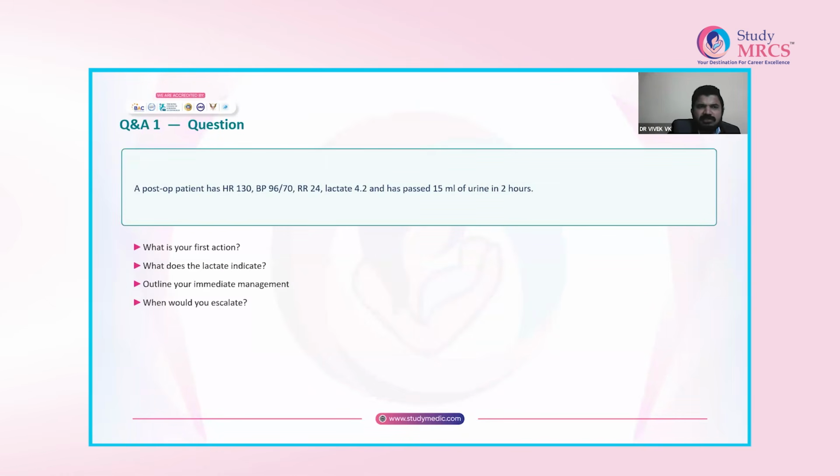So we are going to discuss some question and answer sections. Suppose a post-operative patient has heart rate 130, BP 96/70, respiratory rate 24, and lactate 4.2, and the patient has passed 15 ml of urine in 2 hours. What is your first action? What does the lactate indicate? Outline your immediate management. When would you escalate?